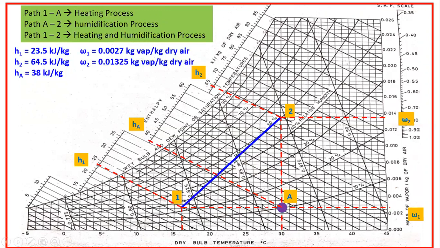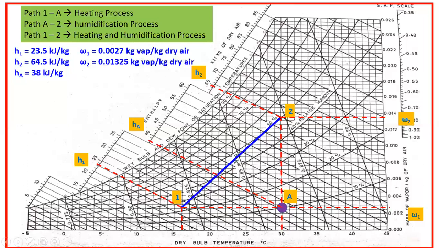During the heating process, that is sensible heating, only the dry bulb temperature increases, but the specific humidity remains constant. During the pure humidification process, only the specific humidity value increases, maintaining the dry bulb temperature as it is. So 1 to 2 is achieved by heating from 1 to A and then humidifying from A to 2.